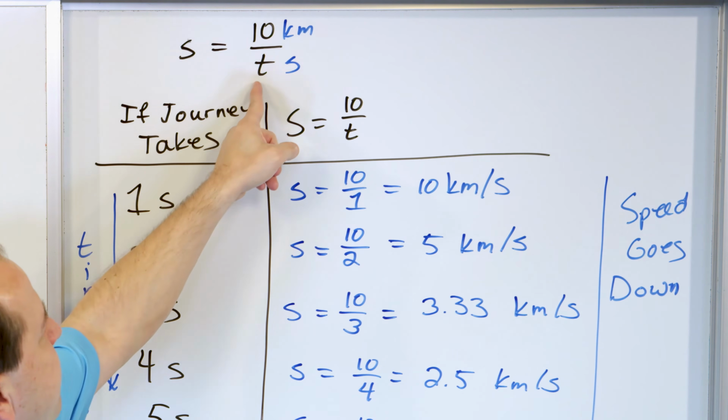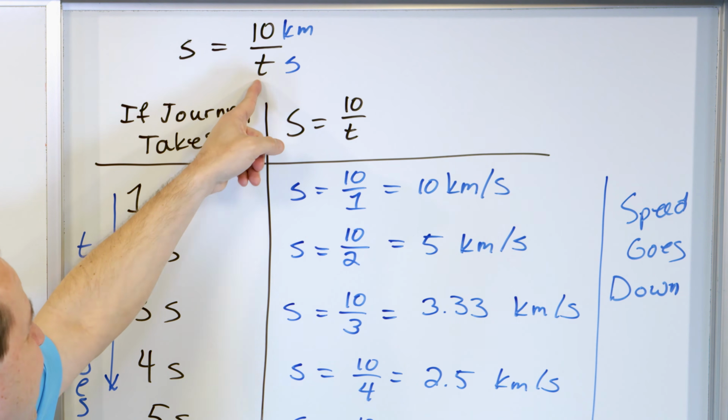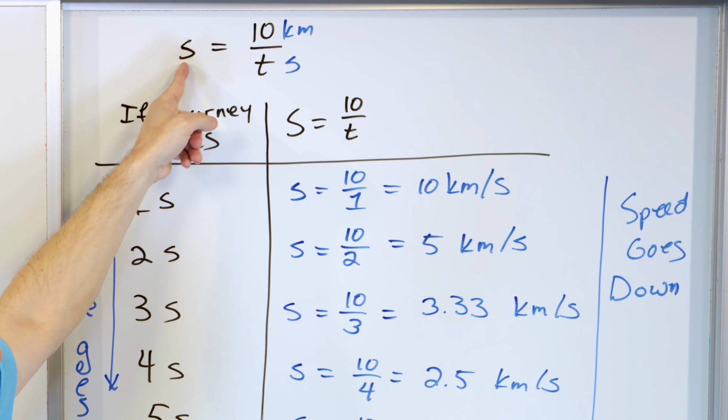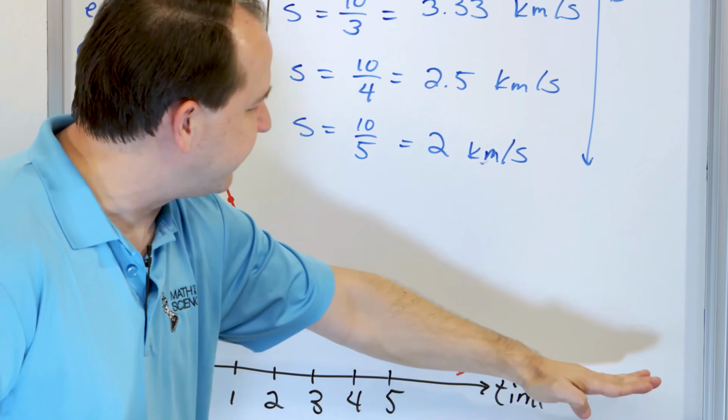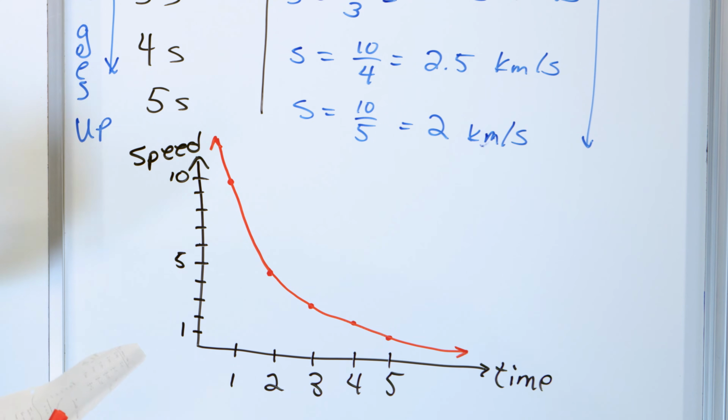And if it takes me 100 million years in terms of seconds, then the speed is going to basically be 0, or so close to 0. That's why it gets close to 0 in this direction. But this is what the curve looks like.